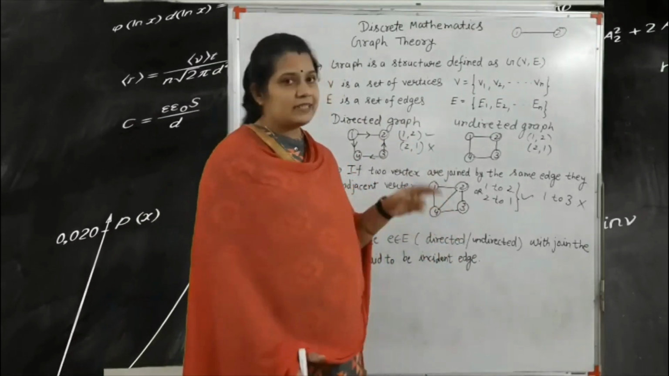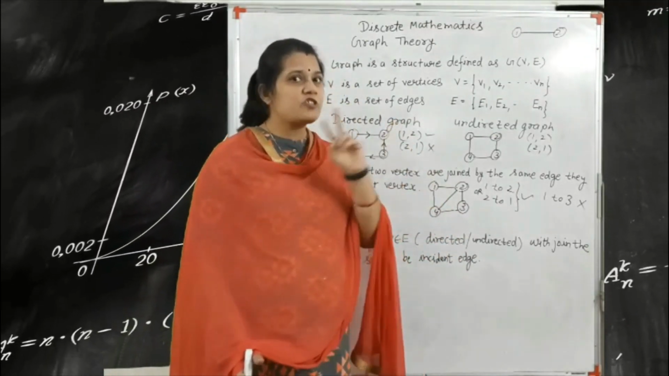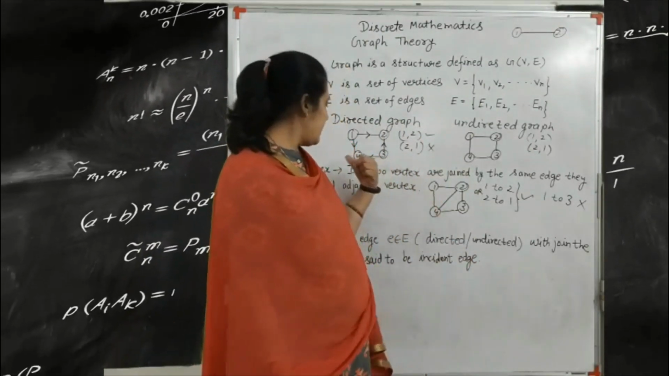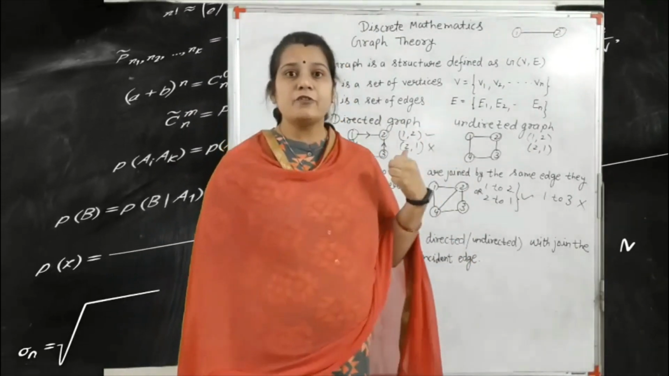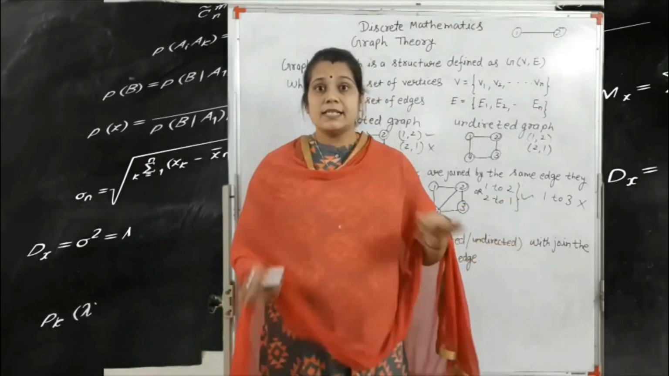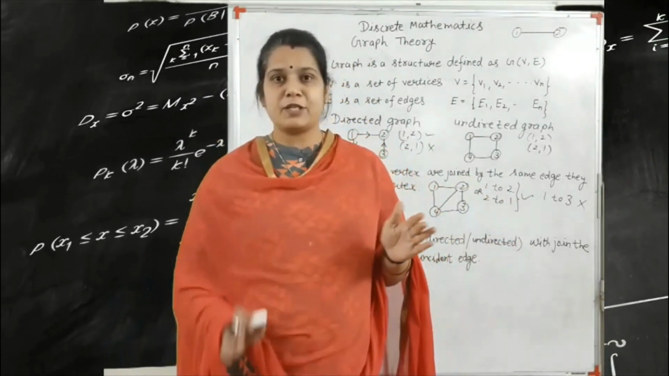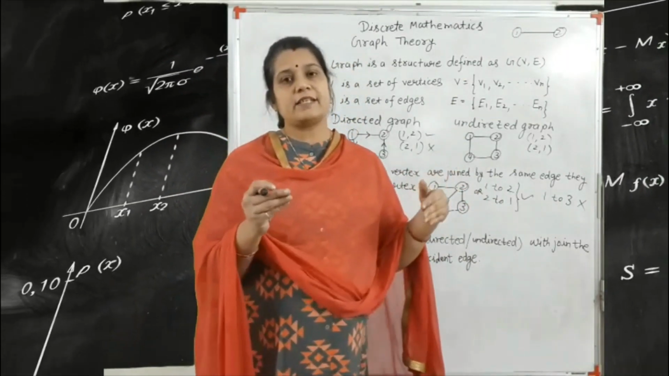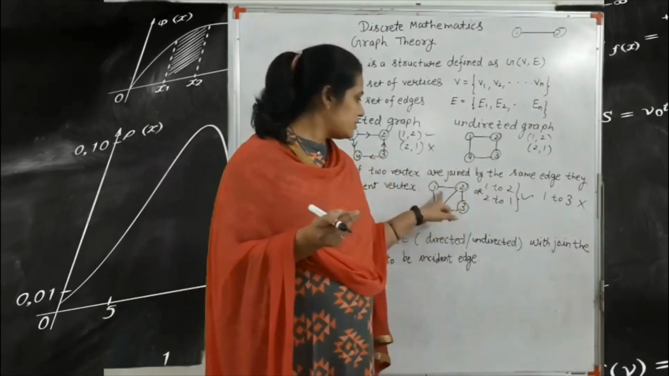But 1 and 3 are two vertices not joined by any edge. So this is the example of an adjacent vertex. 1 to 3 is not an adjacent vertex because between these two vertices, or you can say nodes, there is no edge.